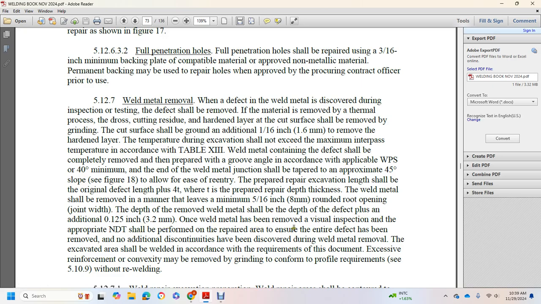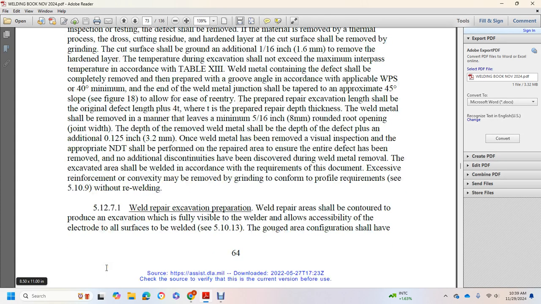Once the weld metal has been removed, visual inspection and approved non-destructive testing shall be performed in the repaired area to ensure the entire defect has been removed. If no additional discontinuities are discovered during weld metal removal, the excavated area shall be welded in accordance with the requirements of the document. Excessive reinforcement convexity may be removed by grinding to conform to profile requirements C5-10-9 without re-welding.